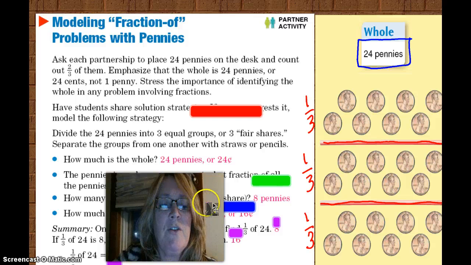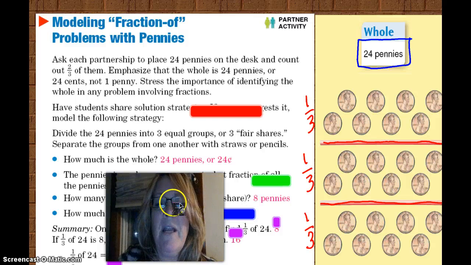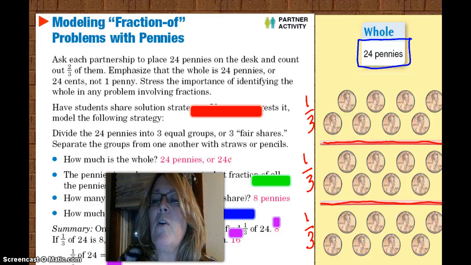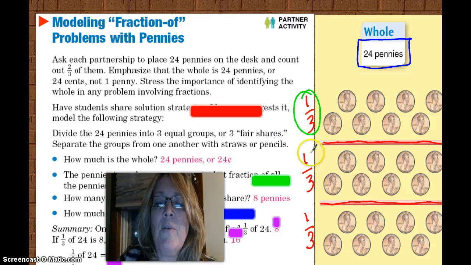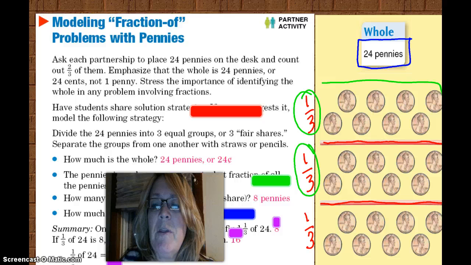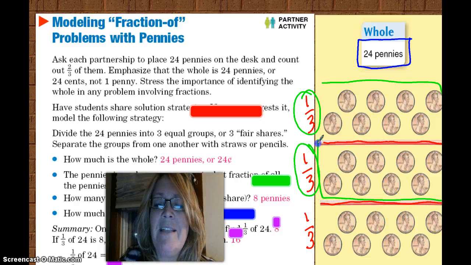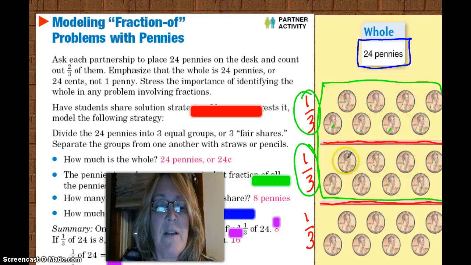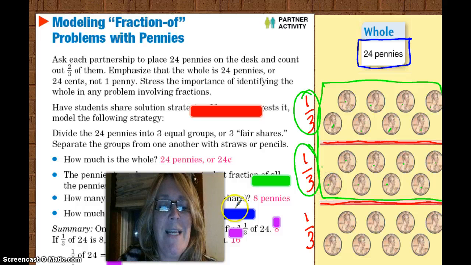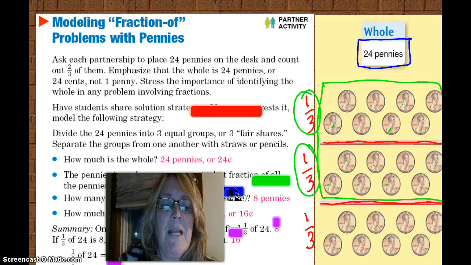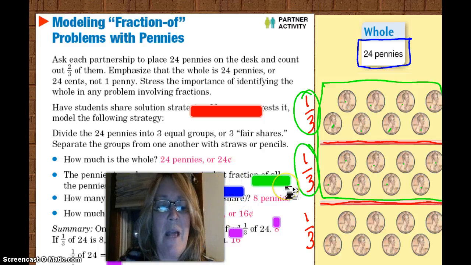So how much is 2/3 of 24 pennies? Well, I would have to add 1/3 of the groups to another third of the groups to get 2/3, which would be the total of these two added together. So 1, 2, 3, 4, 5, 6, 7, 8 plus 1, 2, 3, 4, 5, 6, 7, 8 equals 16 pennies. So 2/3 of the group is 16 pennies, or 16 cents.